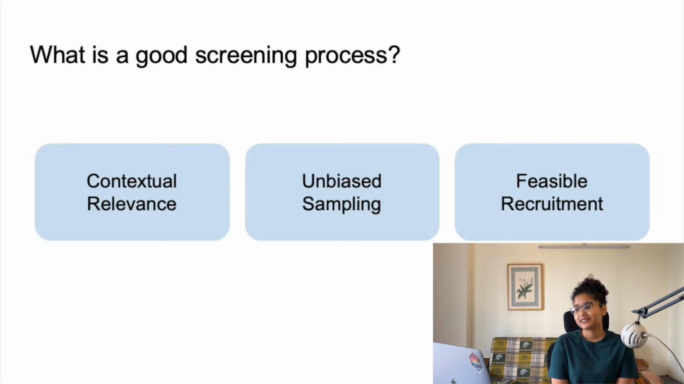The last piece is to think about how we ensure that we don't go too far ahead and plan to speak with a unicorn-like user. A unicorn user is somebody that is extremely difficult or expensive to find. So think about ways to ensure that the recruitment for these users is also feasible.